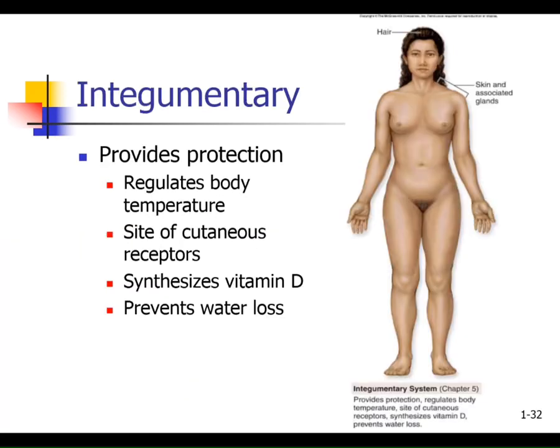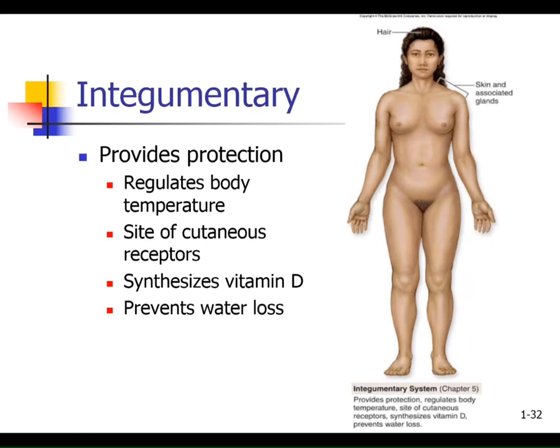Now, I'm going to flash through these really fast because this is something you're going to be doing in lab, in your pre-lab. When I flash through these, I'm not going to read through everything here. I need you to be able to do three things when you see these pictures. Number one, recognize the system. Know its name. Number two, know major organs that make up the system. And number three, know some of the functions of these systems.